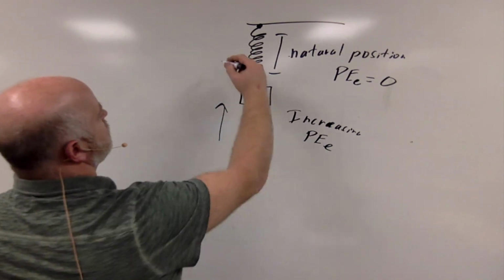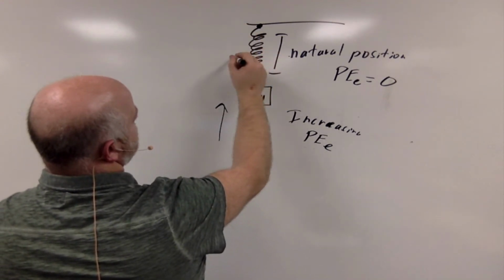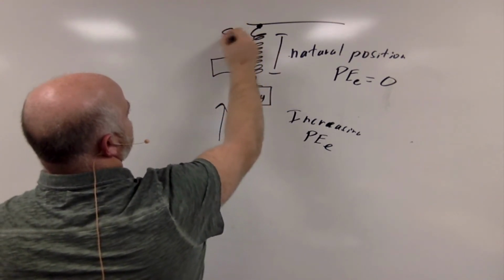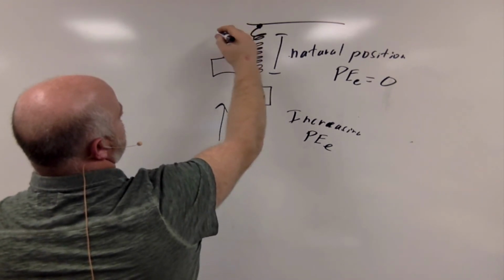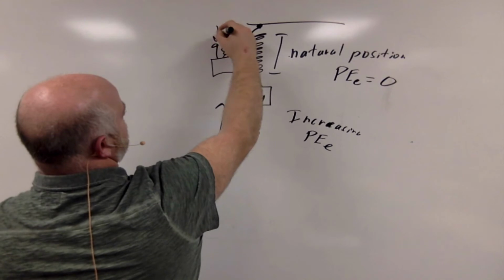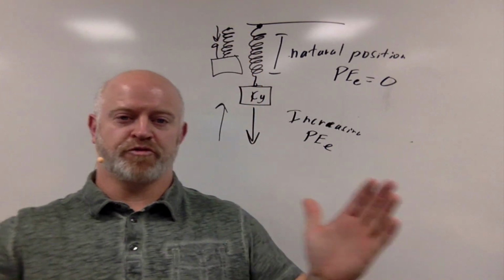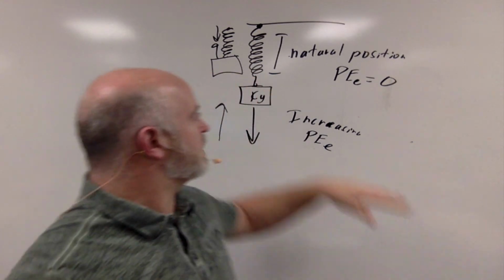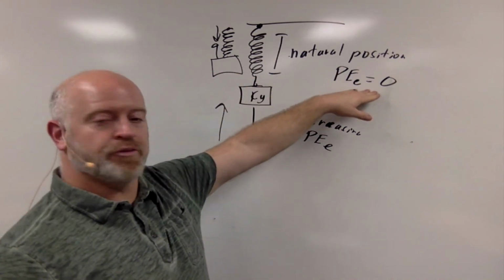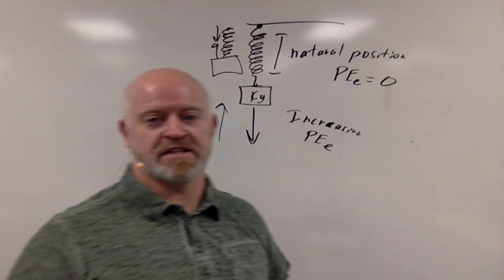If the block comes up high and we compress the spring like this, that compression also gives it elastic potential energy. So springs can both be compressed and stretched. Anything off of its natural position, where it has zero elastic potential energy, has some sort of elastic potential energy.